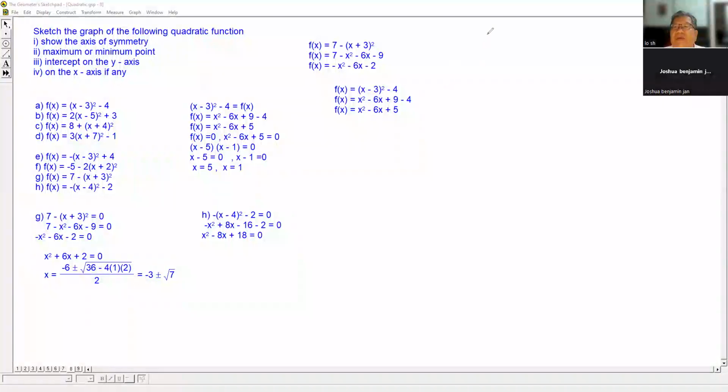G is x plus 3. X plus 3 equals to 0. So x equals to -3. So x equals to -3 will be like this, right? The axis of symmetry is here.